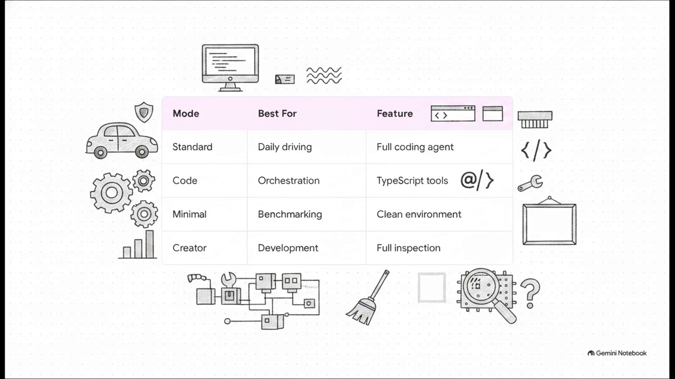Code mode is super interesting for orchestration. Instead of spitting out tool calls one by one, the model actually writes TypeScript to orchestrate its tool calls programmatically. This is absolutely perfect if you're building an autonomous, continuous queue processing agent. Then you've got minimal mode, which gives you a hyper-clean environment with just 2 tools, mostly for research and benchmarking. And finally, creator mode, which is a full inspection workshop for when you're developing your own custom plugins. You really get to dial in the execution mode to perfectly match your engineering needs.